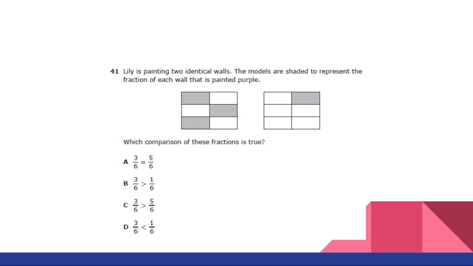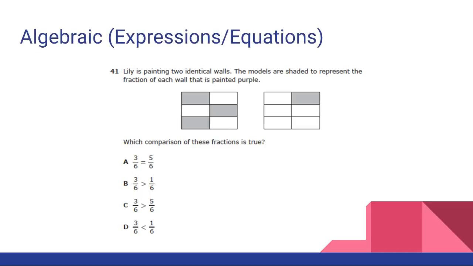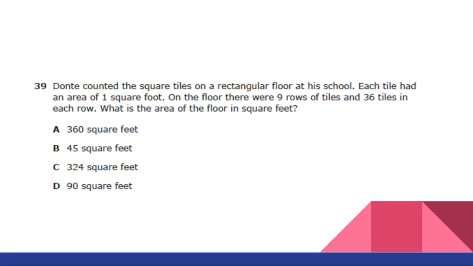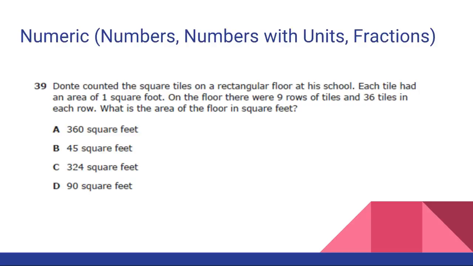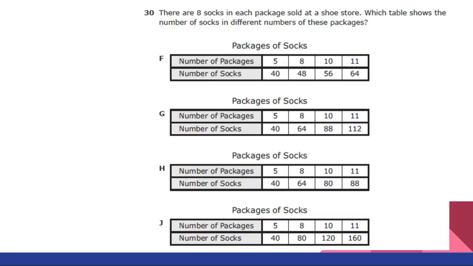So let's look at number 41. Only look at A, B, C, D. What type would this be? This is algebraic. We can see the operational symbols that are in A, B, C, D. Number 39. This is numeric. We have numbers with units. Number 30. Number 30 has a giveaway. It's a visual. You can see the tables. Even though there's numbers in the tables, it's still a table, so it's a visual.